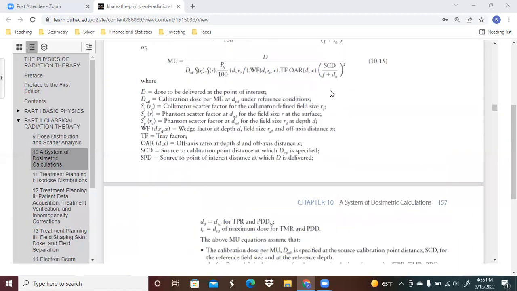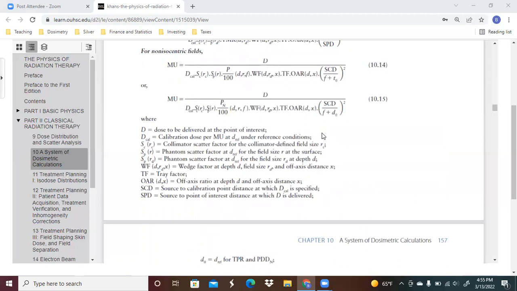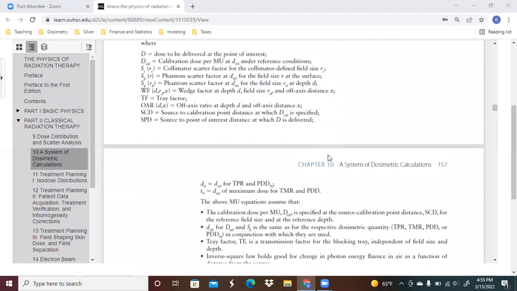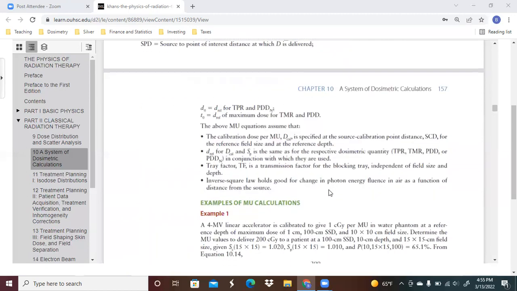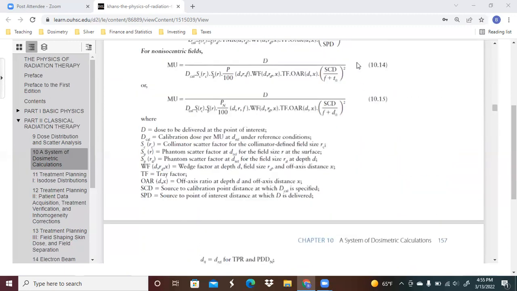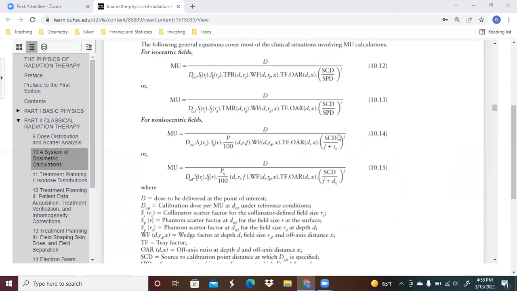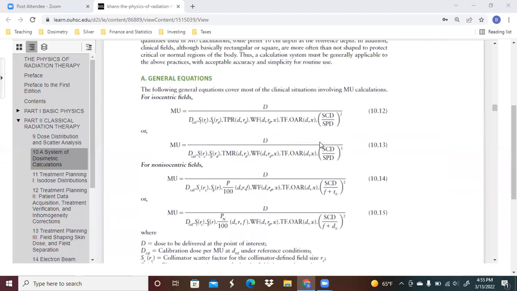I believe the F here should refer to your SSD. I don't know why it's not telling me that straight off. They failed to define that here, and that's not good. But that is your inverse square correction. So depending on whether you have isocentric fields or non-isocentric fields, you can see a lot of similarities here between the factors that you're going to need to correct for.